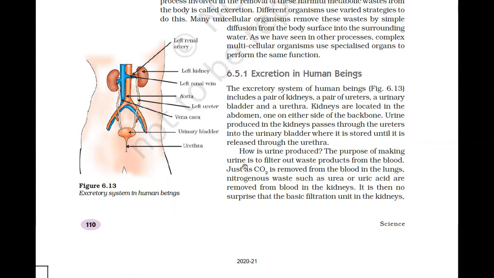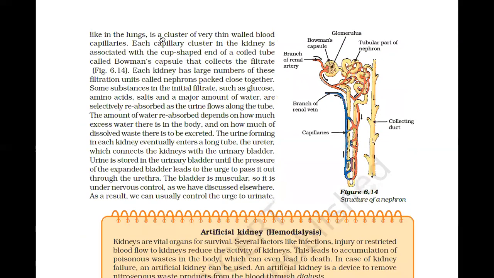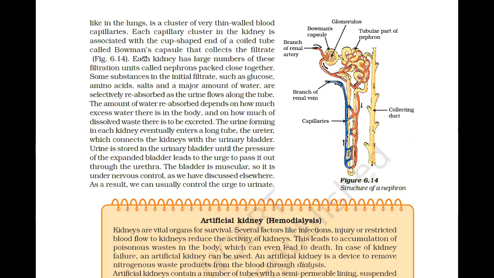The purpose of making urine is to filter out waste products from the blood. Just as carbon dioxide is removed from the blood in the lungs, nitrogenous waste such as urea or uric acid are removed from blood in the kidneys. It is then no surprise that the basic filtration units in the kidneys, like in the lungs, is a cluster of very thin-walled blood capillaries. Each capillary cluster in the kidney is associated with the cup-shaped end of a coiled tube called Bowman's capsule that collects the filtrate. Each kidney has large numbers of these filtration units called nephrons packed close together.